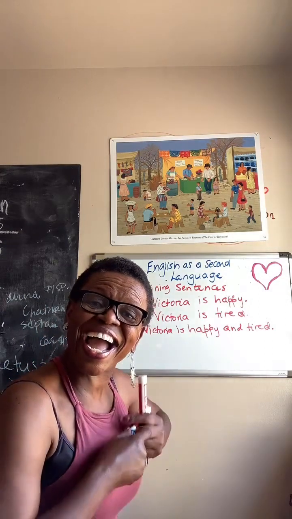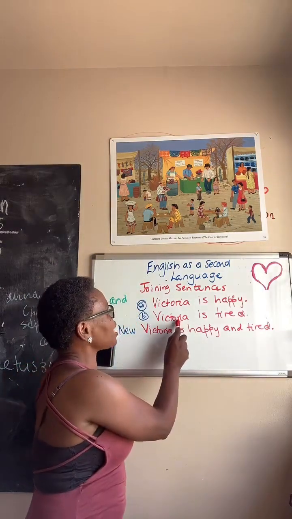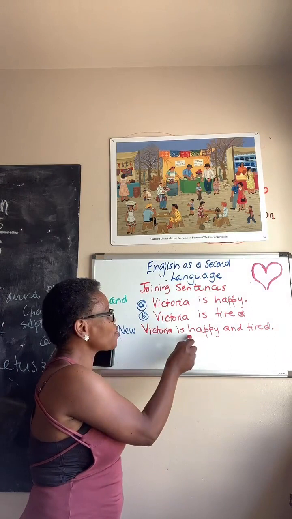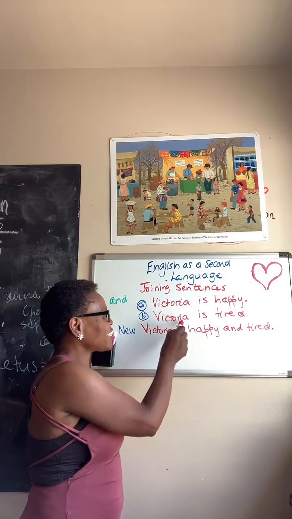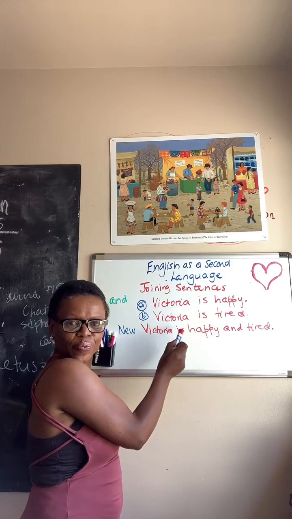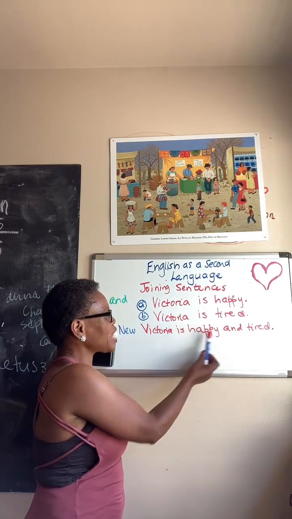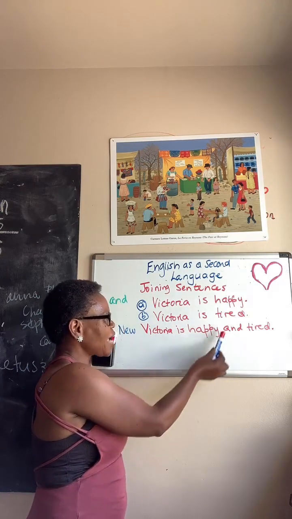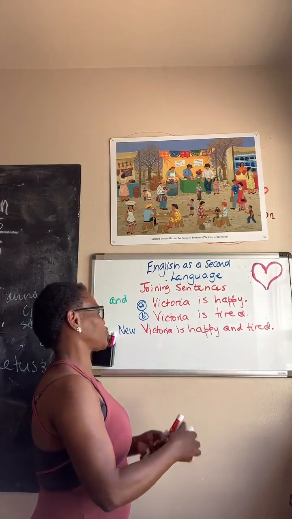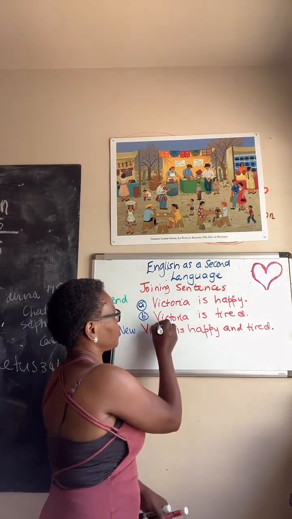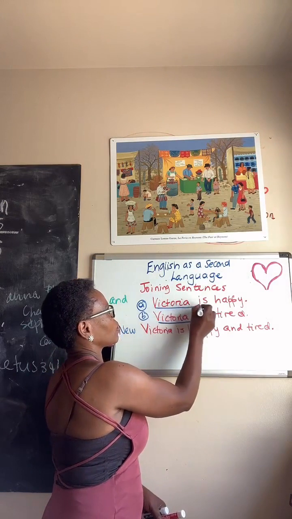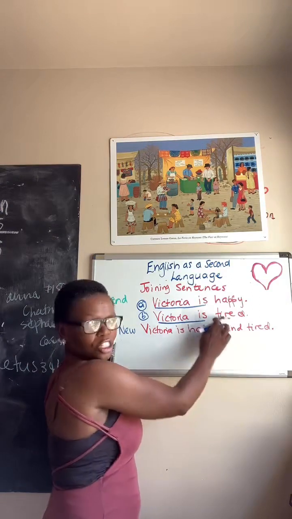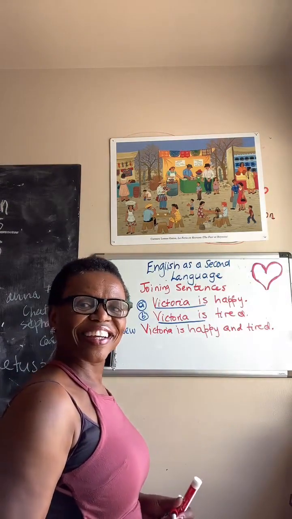The subject, yes, because the subject is the same in sentence A and B. We don't repeat it here. The subject and the verb. You see, we didn't say Victoria is happy and is tired? Victoria is happy and tired. Note that we already have this in the first sentence. We keep that and then we add the rest of the new information.